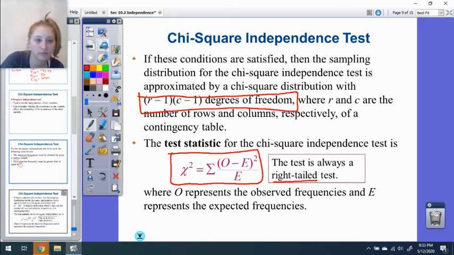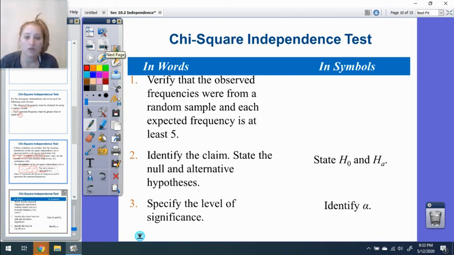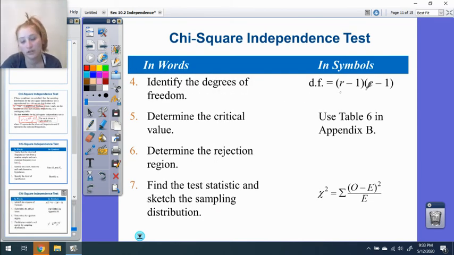Okay, so steps. First, make sure that your expected frequency is at least 5. Identify the claim. The claim is typically going to be that the events are independent, and then the alternative would be not independent, so dependent. Make sure you identify your level of alpha. That helps you determine your critical chi-squared value. Then the degrees of freedom, which is the new thing. Find your critical value using the table in the back of the book. That helps you determine your rejection region. And again, these are right-tailed.